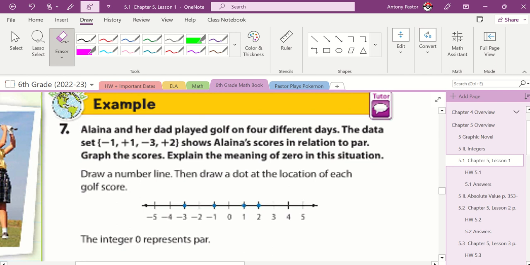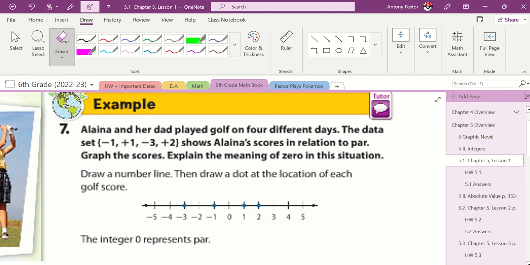Ali, I don't even want to try to pronounce that name, and her dad played golf on 4 different days. The data set -1, +1, -3, +2 shows her scores in relation to par. Graph the scores, explain the meaning of the 0 in the situation, draw the number line, and then draw a dot at the location of each golf score.